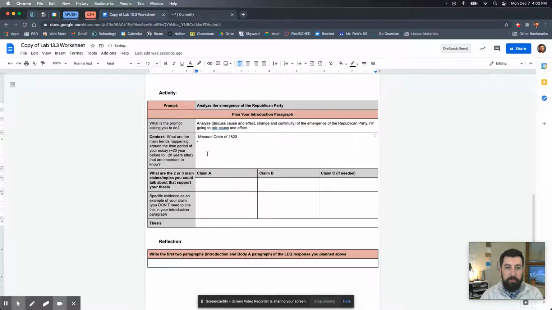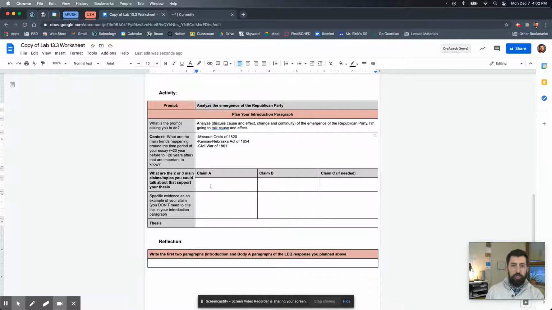I'm going to say the immediate cause was the Kansas-Nebraska Act of 1854. And really by the start of the Civil War, I think we can say that the Republican Party is pretty well emerged and established. So I'm going to bookend the last little bit of context with the Civil War of 1861. Bam. Okay, so I've got my historical context here that I can expand when I write my introduction paragraph.